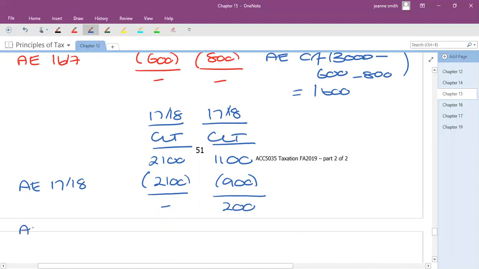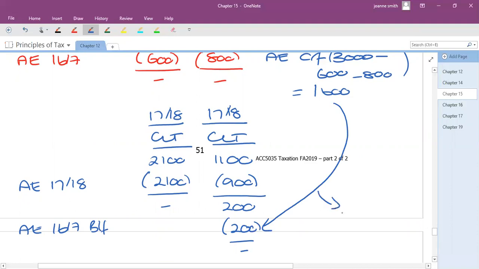So then I'm going to use my annual exemption from the previous year that's brought forward. I only need 200 of it. So 200 is going to get used and 1,400 of it will get lost. Okay, because I can't carry it forward for more than 1 year and I'm not allowed to use it first.